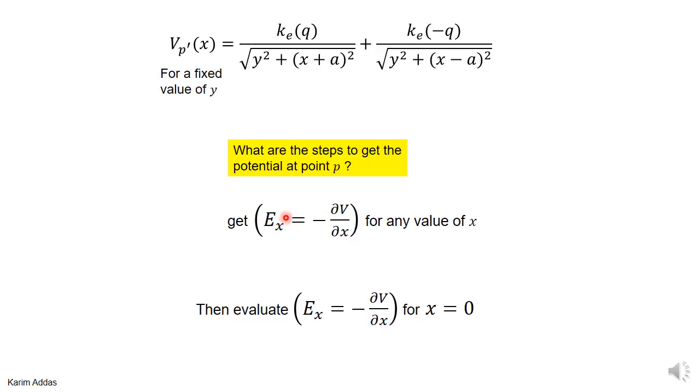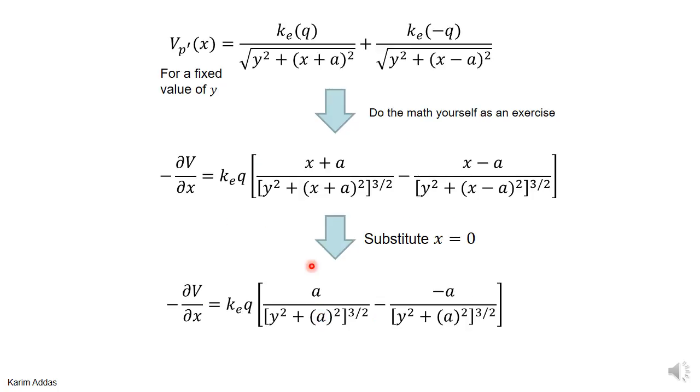This will give you the x component of the electric field at any point along that line. Now, if you want to get the Ex at point P specifically, you just substitute for x equal to 0, and you'll get the Ex for that particular point P. So the steps are as follows. You first get minus partial V by partial x, which is this. You can do the math yourself. It's very easy to take the derivative of this with respect to x. It's a partial derivative. And then if you want to get the electric field at point P specifically, which is characterized by having x equal to 0, you just put x equal to 0 here.